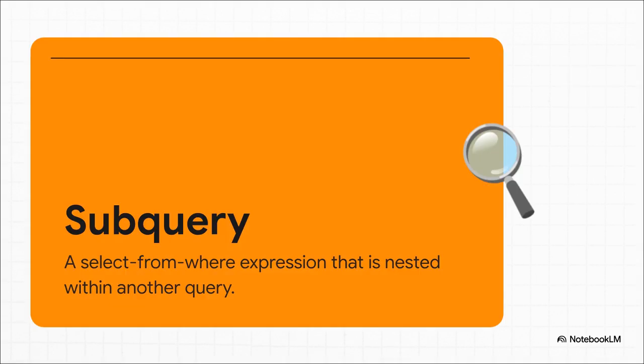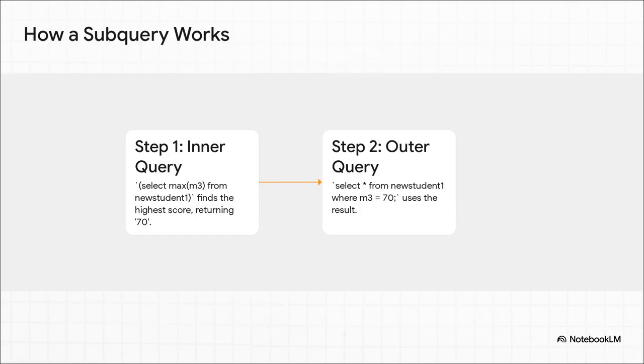So the way around this is to use a subquery. It's exactly what it sounds like, a select from where query that's nested inside another one. The key is how it runs. The inner query goes first. It does its job, finds a single value, like the max score, and then it just hands that number over to the outer query, which can then use it. So it's a simple two-step dance.